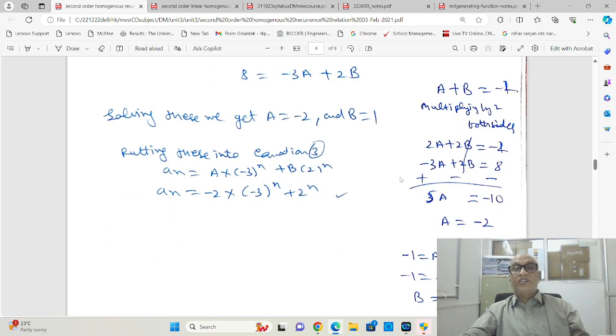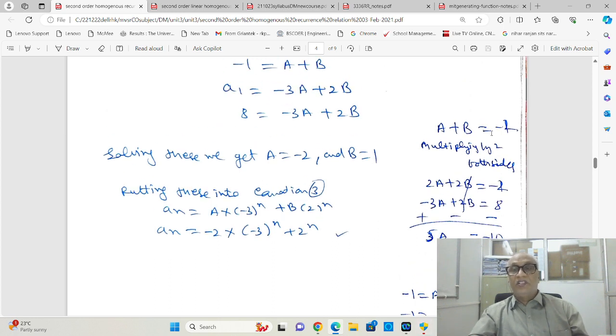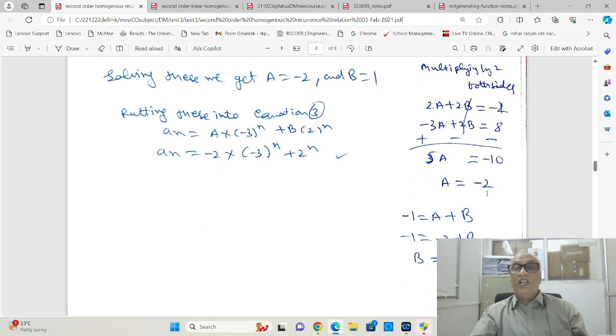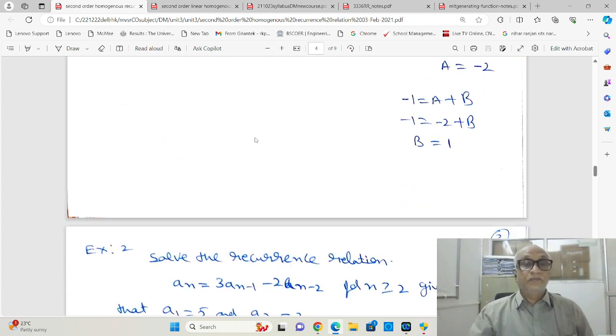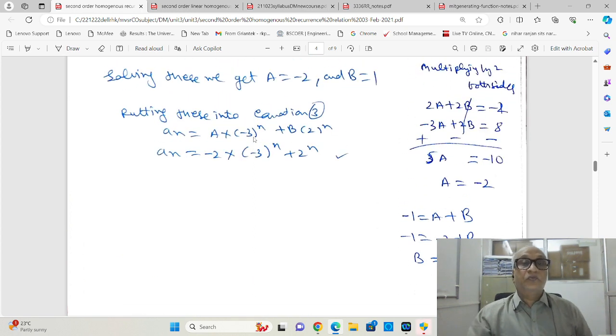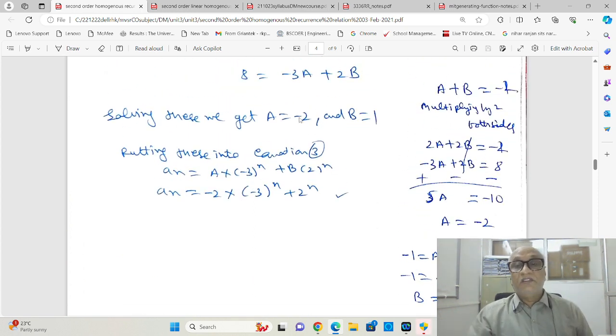If we solve this, how do we solve this? Maybe in this form, a plus b equal to minus 1, multiply by 2, so that becomes 2a plus 2b equal to minus 2. Take these two equations and you will come out with the value of a as minus 2 and the value of b as 1. So we get the value of a as minus 2 and the value of b as 1.